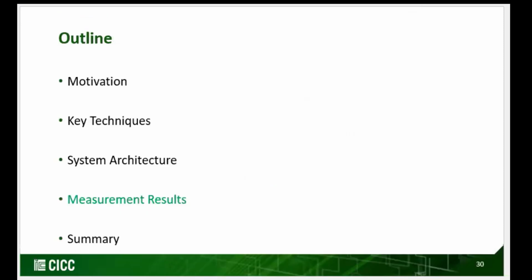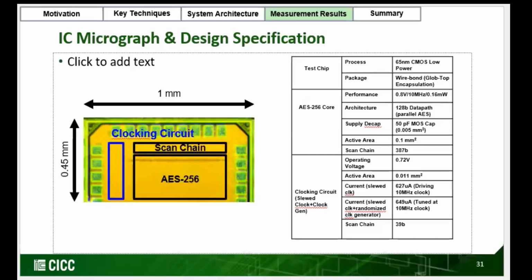Now I will talk about measurement results. This is our IC micrograph. Clocking circuit and AES 256 is visible. This IC has been taped out with 65 nanometer CMOS low power technology. Packaging is normal chip-on-board with wire bonding and globe top encapsulation.